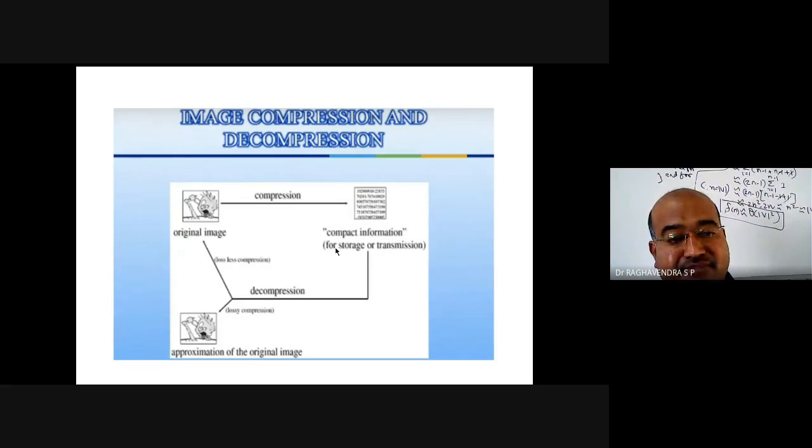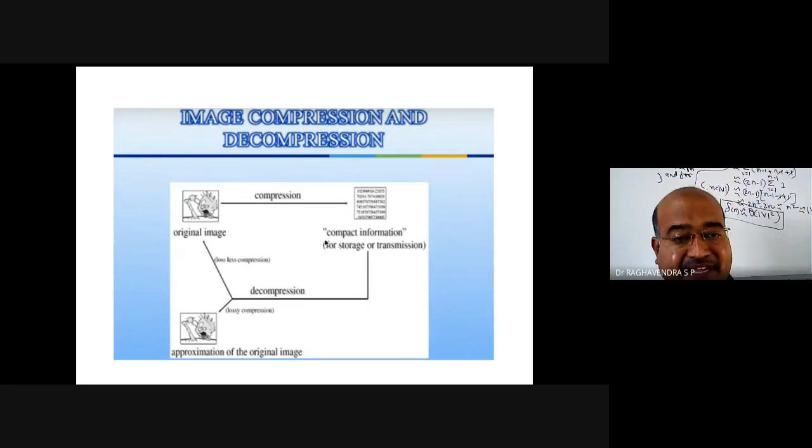Compact information is for storage or transmission, because when you want to transmit a given file through the network, there may always be issues related to bandwidth and data rate. So we have to keep in mind the bandwidth of the network channel, whether optical fibers or mobile networks. The bandwidth we always have to consider for transmission. That is why we have to compress the data.